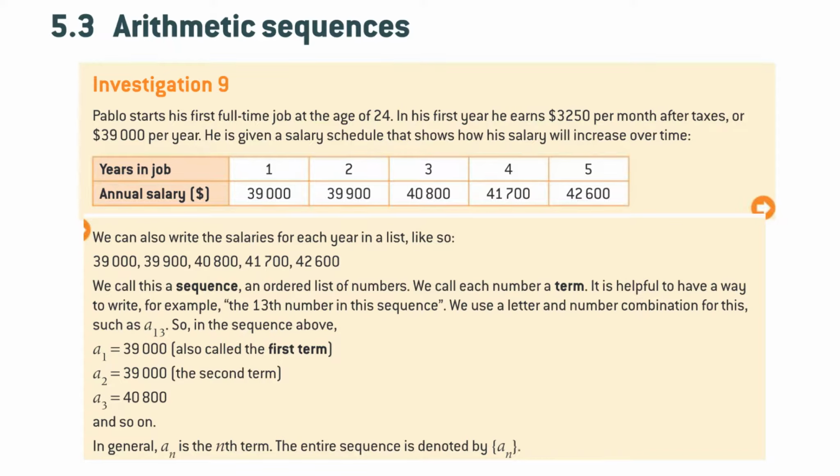It is helpful to have a way to write, for example, the 13th number in this sequence. We use a letter and number combination for this, such as A sub 13. So in the sequence above, A1 or A sub 1 equals 39,000, also called the first term. Second term is written like that. That's the notation. That should be 39,900 there. And the third term, 40,800, and so on. In general, A sub n is the nth term. The entire sequence is denoted by parentheses, A sub n in parentheses.